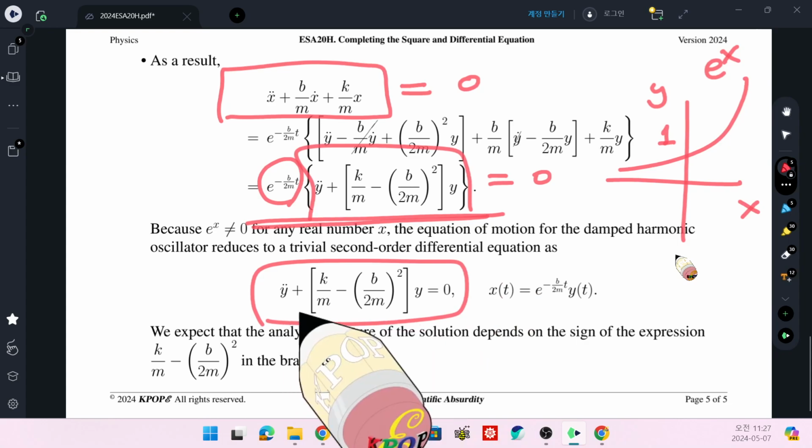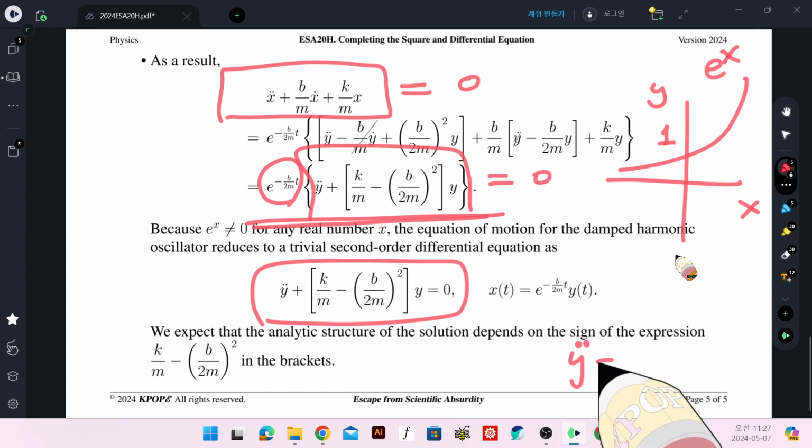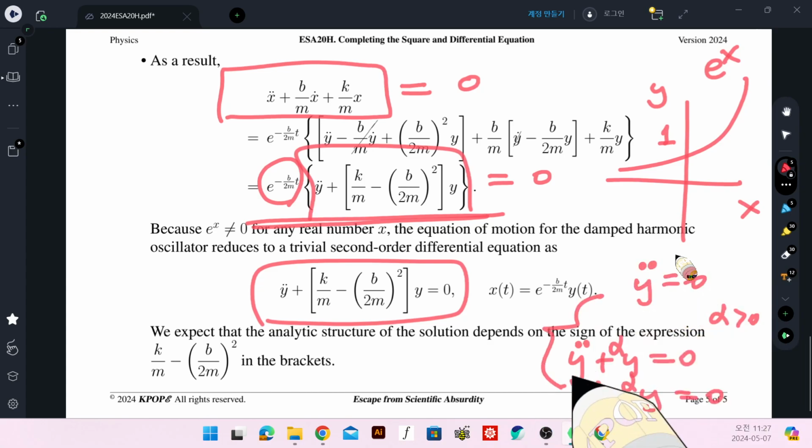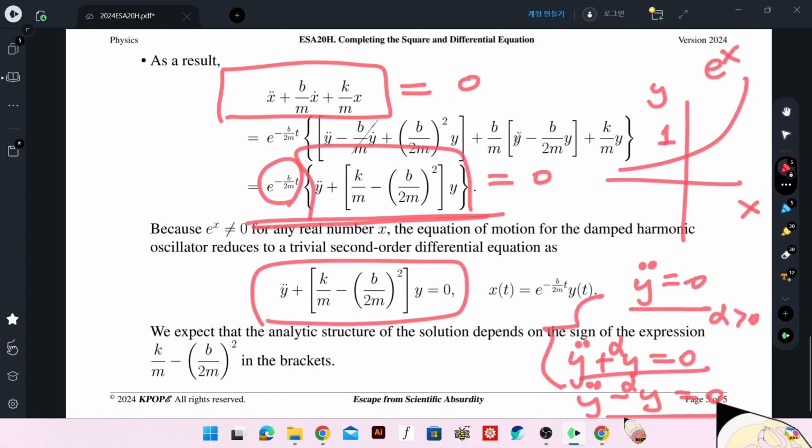We recall this: y double dot plus y equals 0, y double dot minus y equals 0, whatever positive alpha is. We know how to solve these three kinds of trivial second-order linear differential equation. As a result, completing the square is very, very useful to simplify the equation of motion of the second-order differential equation, especially for the damped harmonic oscillator. That's it for today. Thank you.